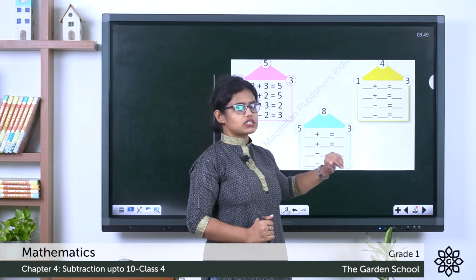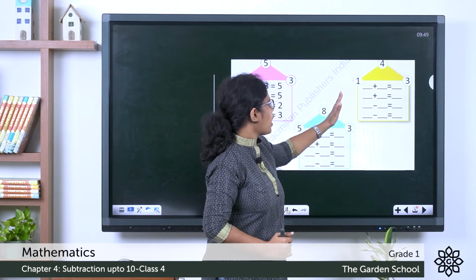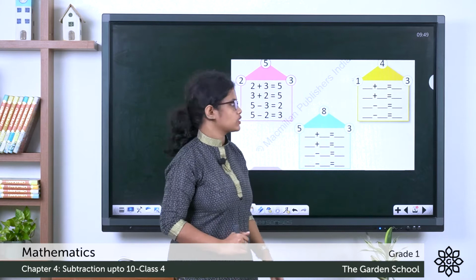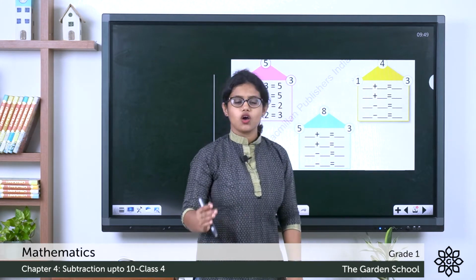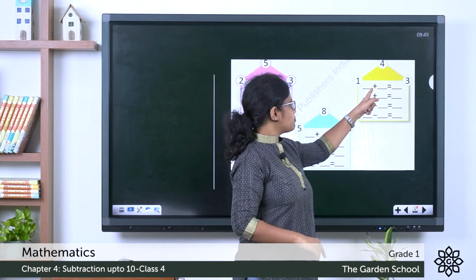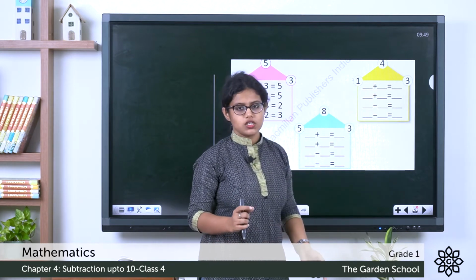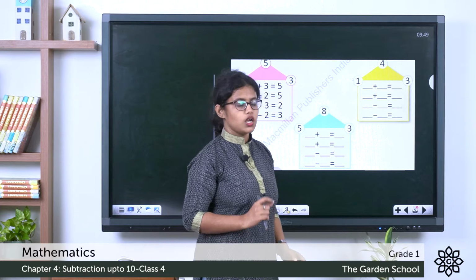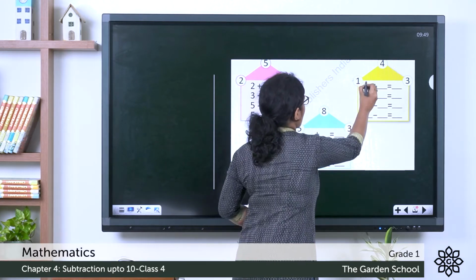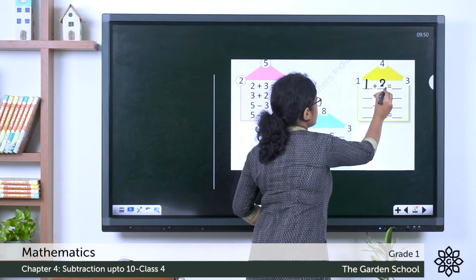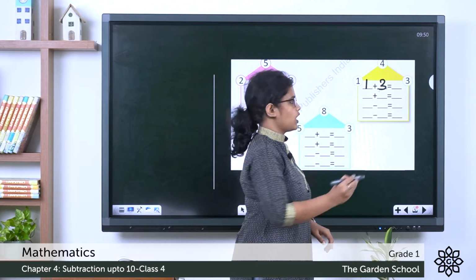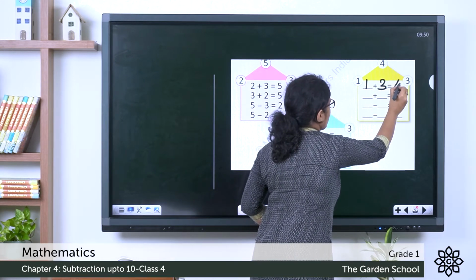So, likewise, let's do the exercise. So, which are the numbers given here? 4, 1, 3. Right. So, can you say which is the biggest number? Biggest number is 4. So, what is the symbol? The symbol is plus. So, it means addition. So, first one, let's do 1 plus which number here? 3. So, what is 1 plus 3? 1 plus 3 equals 4.